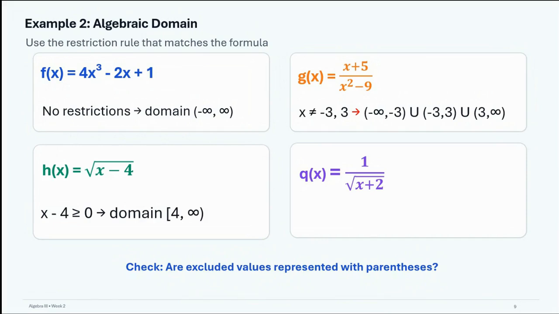This is affecting two of our rules. This has a denominator and it has an even root. It has a square root. So you have to kind of combine those two rules and figure out what is the domain. Put your answer in the chat when you have that. I'll put my answer up in a minute or two or less.